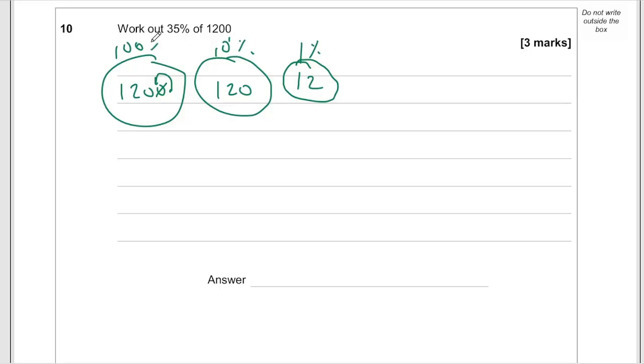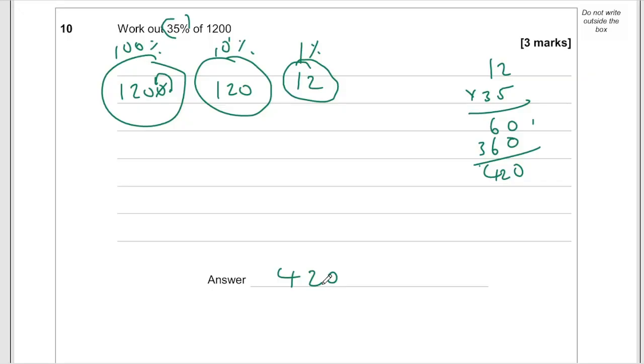If I could find 1% of anything and just times it by the percentage I want, then I get my answer. So I've got 12 times 35. 5 times 2 is 10. 5 times 1 is 5, plus 1 is 6. 0 down because I'm times by the tens column. 3 times 2 is 6. 3 times 1 is 3. And I end up with 420. So my answer is 420. It's not pounds, so I don't need a pound sign.